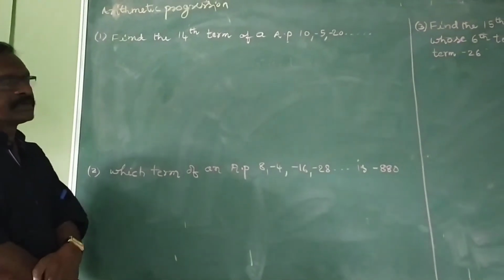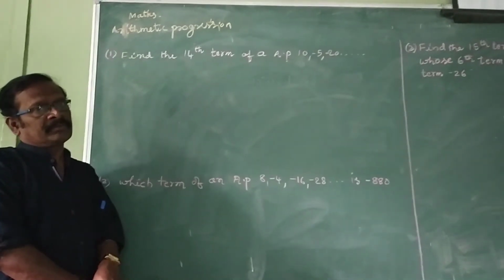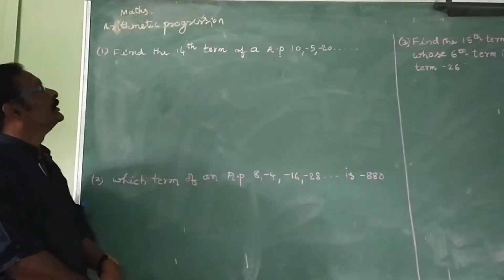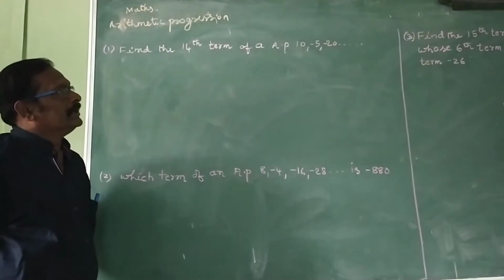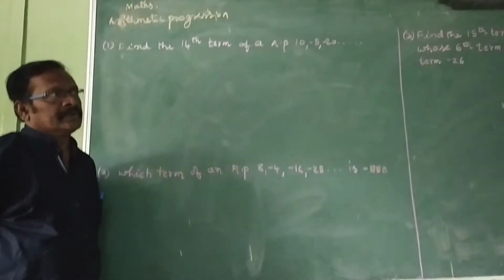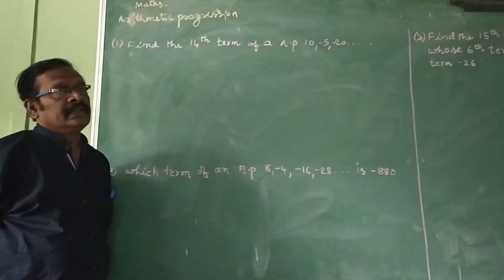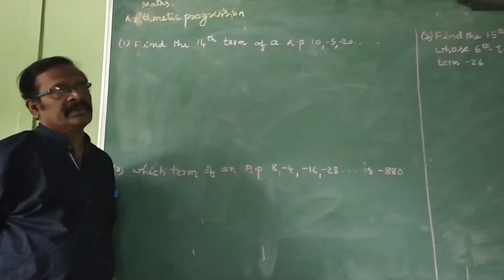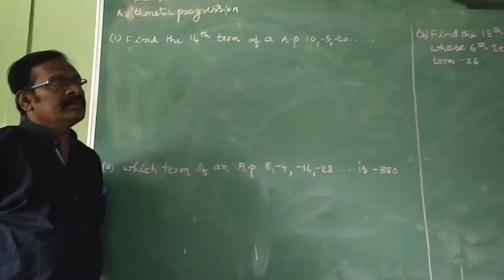So last class we started the first unit of this year's maths, that is arithmetic progression. I told you the meaning of arithmetic progression. We have an arrangement of numbers according to a certain rule. Arithmetic progression is an arrangement of numbers such that the difference between any term and the previous term is a constant, and that constant is called the common difference.